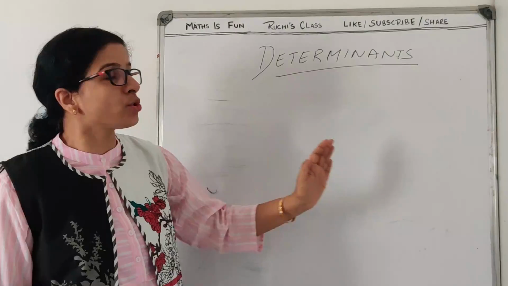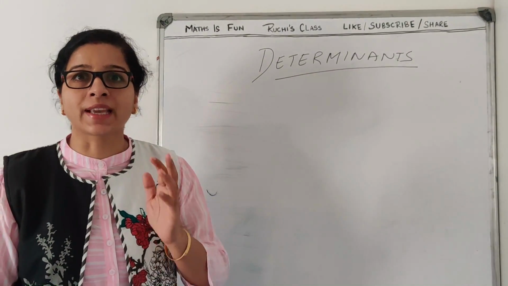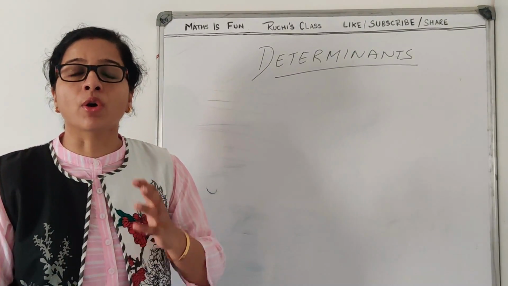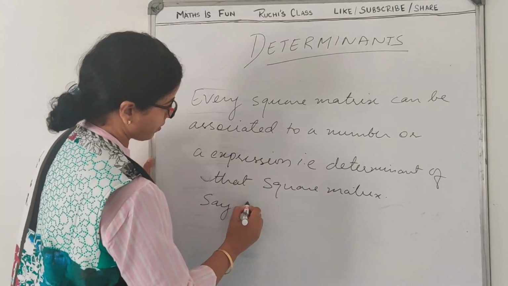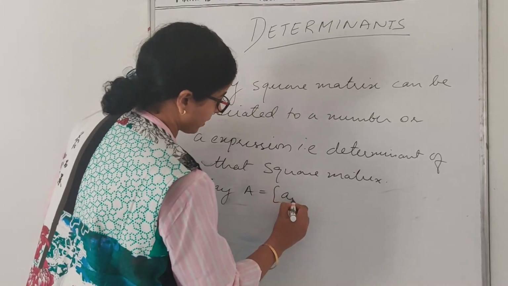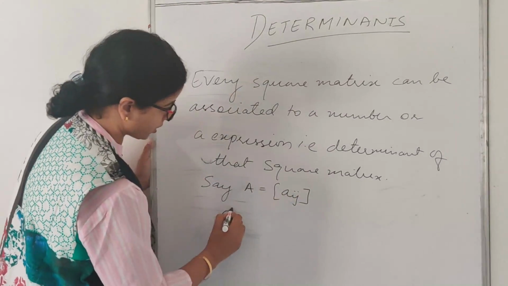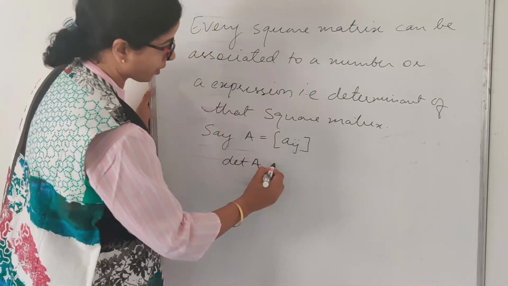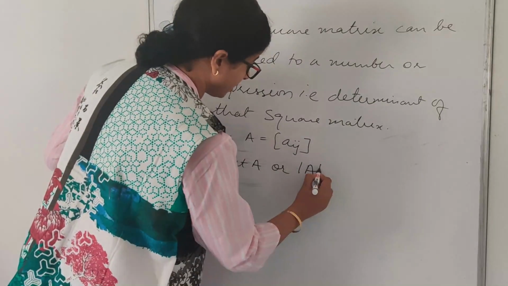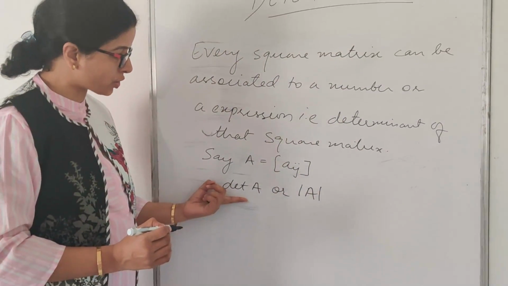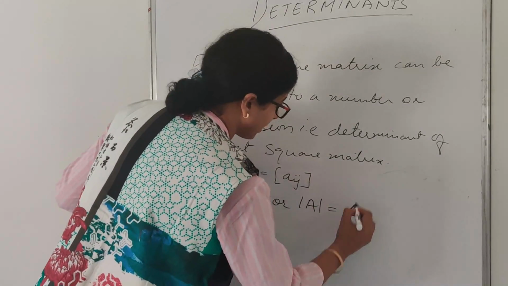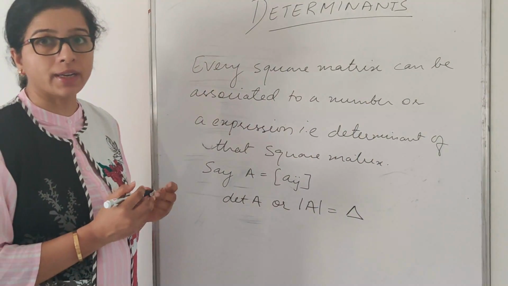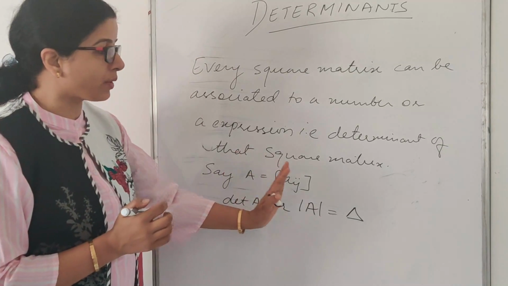Exactly what is determinant? Every square matrix can be associated to a number or expression that is known as determinant. We have matrix A as Aij. So determinant A, or we can write |A|, is the expression to denote determinant. In a few books you will see it written as delta also. Correct? Now how to calculate the determinant?